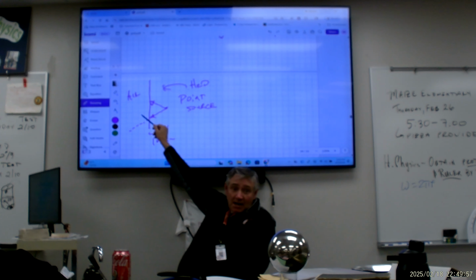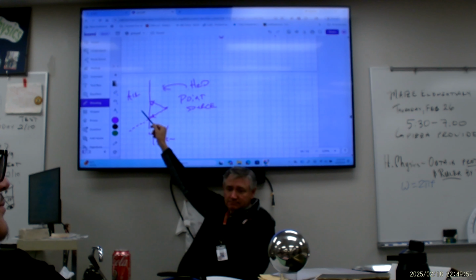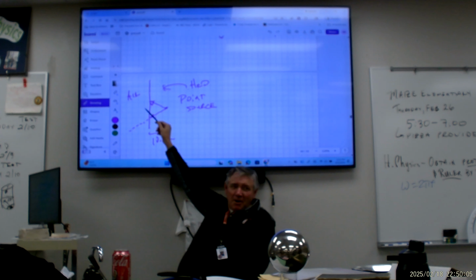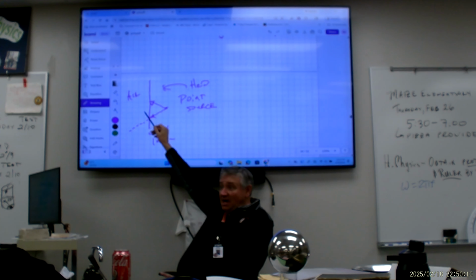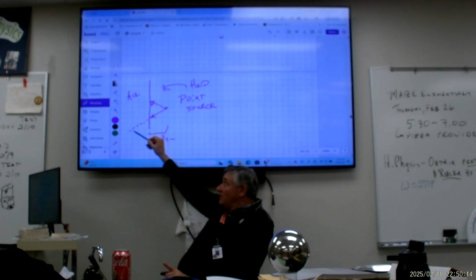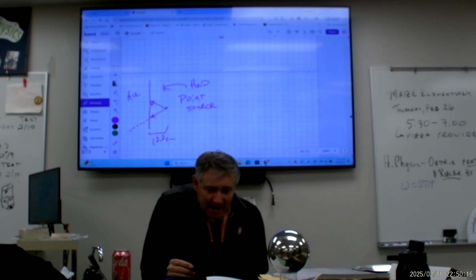Slow down or speed up? Speed up. This is going to speed up. So as that speeds up, which direction is it going to bend? Down. So it's going to bend down.